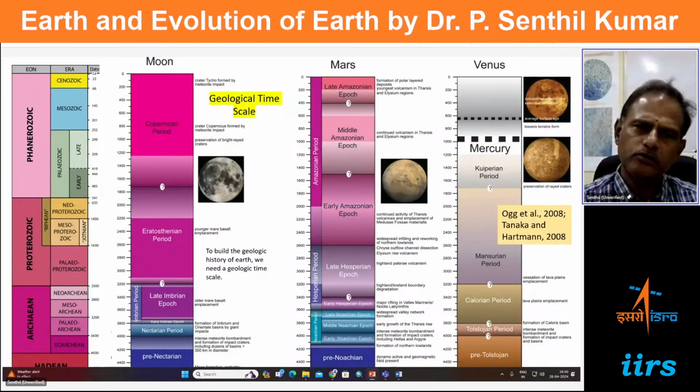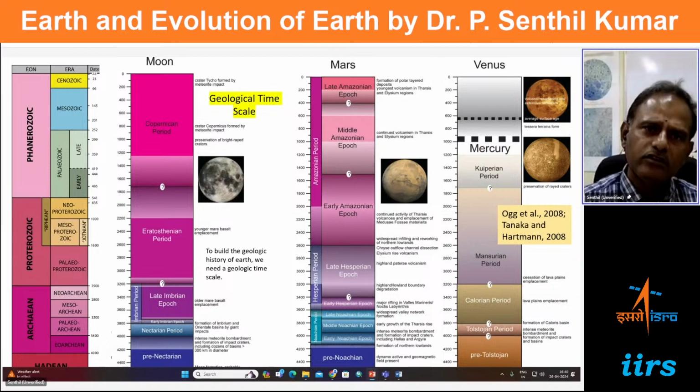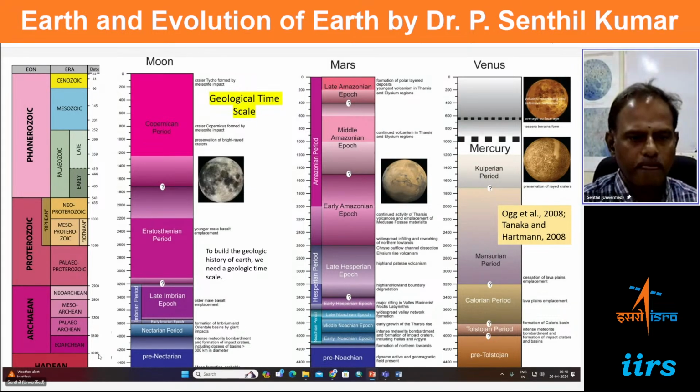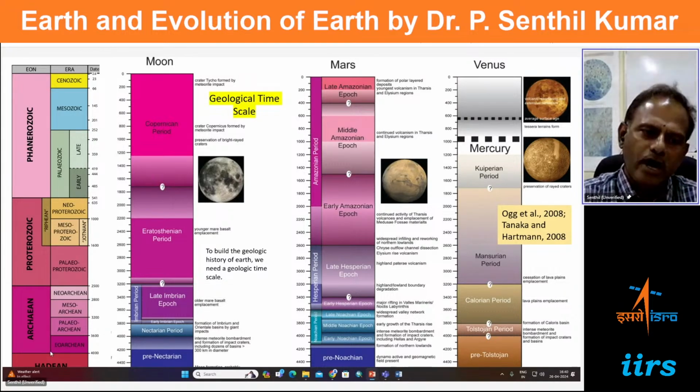So when you talk about the history of Earth, we should have a time scale. For example, the Earth was born about 4,500 million years ago. That's the origin of the Earth. And we need a time scale from 4,500 million years to the present, zero.